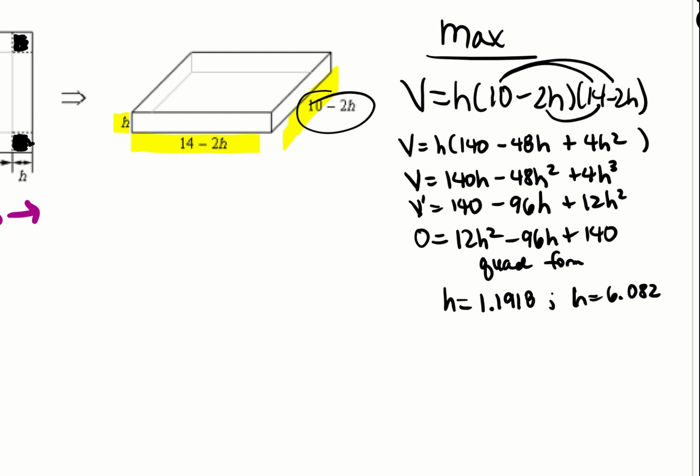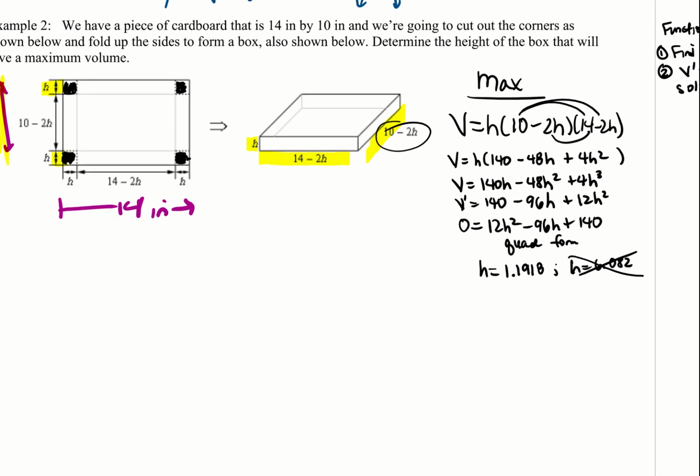Now, sometimes both of those won't make sense in the problem. Keep in mind that this side right here is 10 minus twice h. So if h is 6.082 and I have to subtract that twice from 10, that's 10 minus a little over 12. I would end up with a negative side length. So this one's not going to make sense right here. I'm going to reject that value for h.